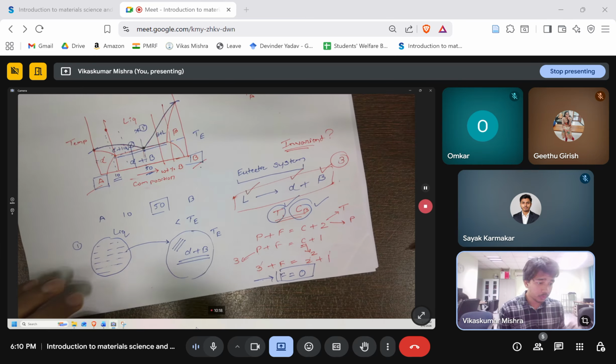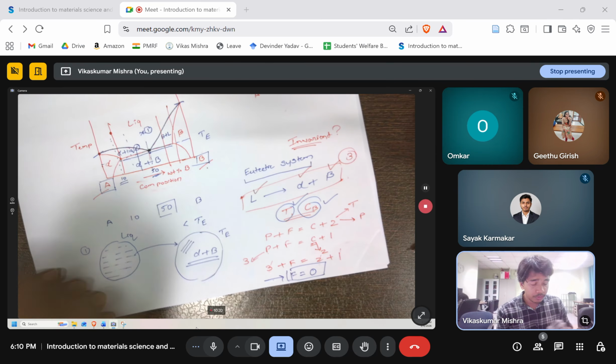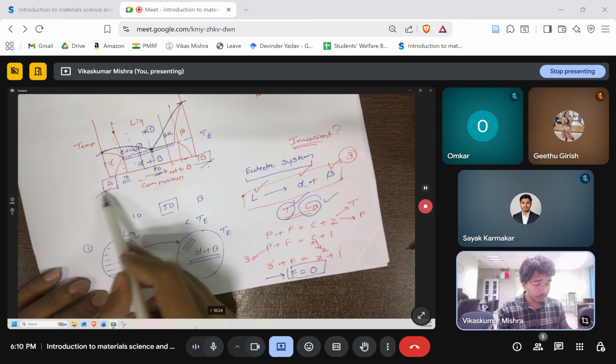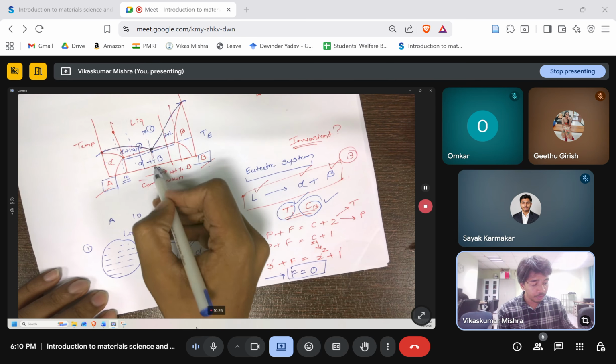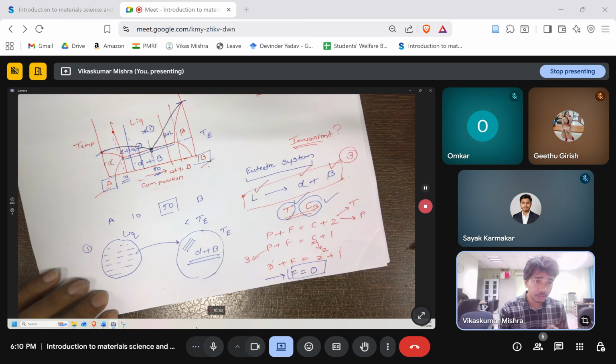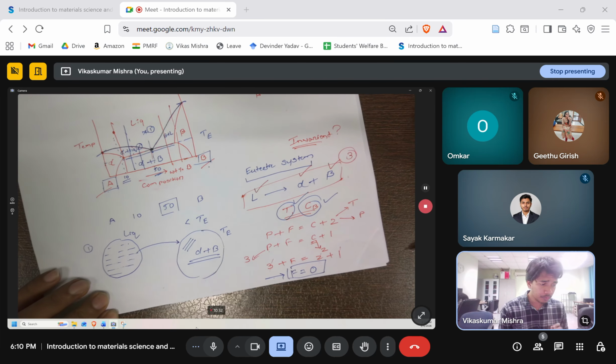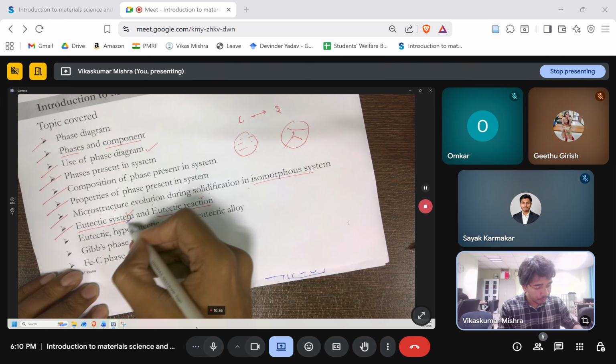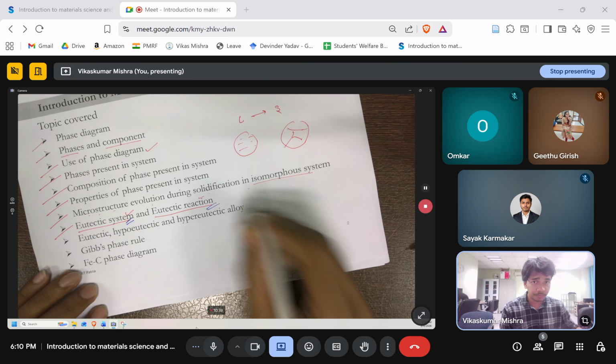So F is equal to 0 here, so this point will remain fixed. No matter in what way I mix A and B, if I go to 58%, I will get this particular point. I'm not getting any other invariant point, right? So this is the entire thing which we have discussed about the eutectic system and eutectic reaction.